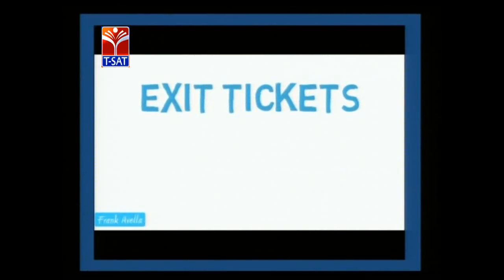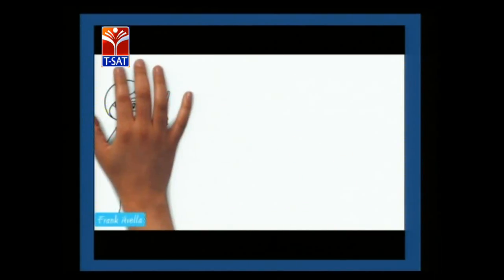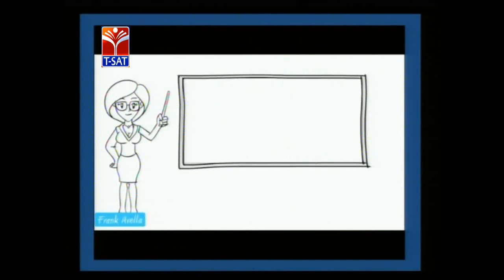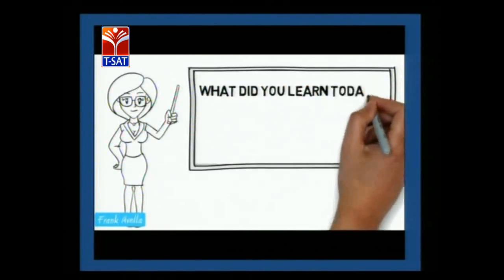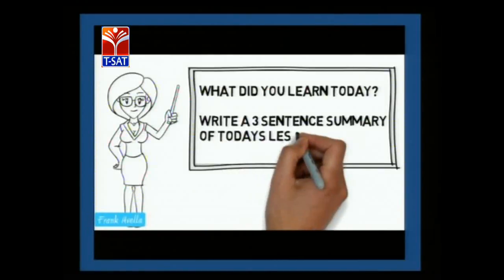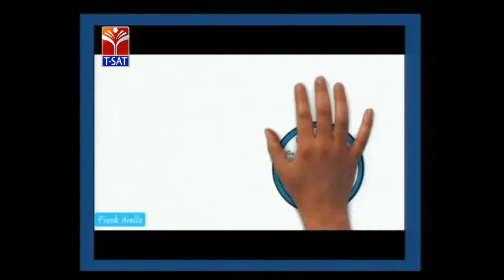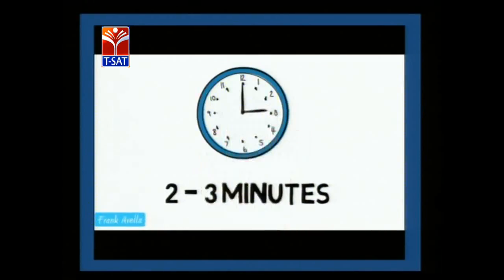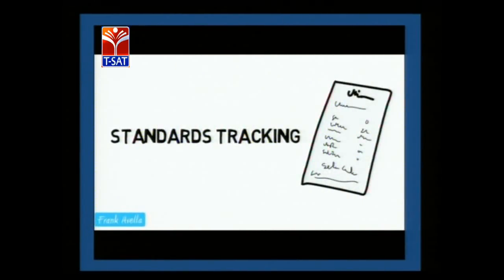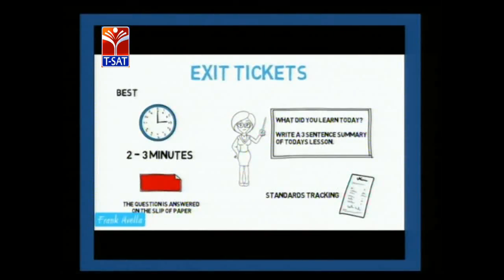Third, exit tickets. Used mainly at the end of a lesson, hence the word exit. The teacher will ask an essential question, a question that revolves around a big concept of the lesson. Formative assessments are always meant to be quick. Give students about 2 or 3 minutes only. Students are given a small slip of paper, and the question is answered on the slip of paper. You can use exit tickets to track implementation of standards throughout the course. Exit tickets are best used for assessing a lesson's overall objective or goal.